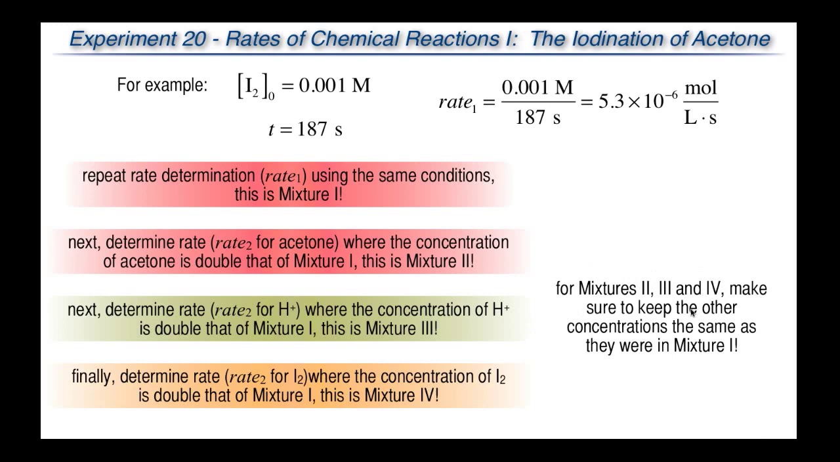Okay, so when you double the concentration of acetone for mixture 2, you want to make sure that the concentration of iodine and the concentration of hydrogen ion was the same as the case in mixture 1. And then for mixture 3, you want to make sure that the concentration of acetone and the concentration of iodine were the same as in mixture 1. And for mixture 4, you want to make sure that the concentration of acetone and hydrogen ion were the same as they were in mixture 1.